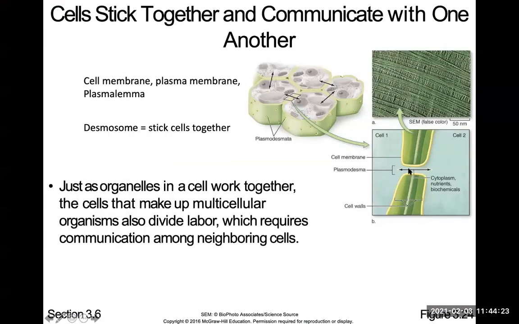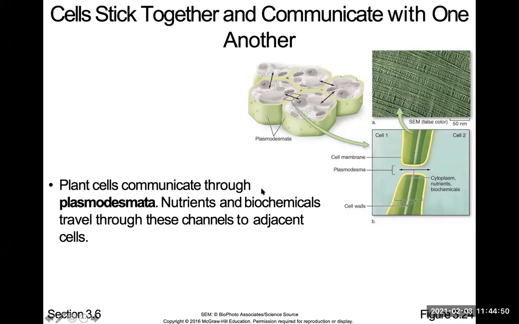And here, because there's some space, it's called plasmodesma. Cells are sticking together, but there's some space there. So just like organelles in a cell, these cells work together, they need to communicate, they divide the labor, and it's happening through this plasmodesma. So these cells are sticking together, but there's still some space that allows the water to move, and that's called plasmodesmata. So they communicate through plasmodesmata. Nutrients, water, biochemicals, they can travel through these channels to adjacent cells. So that's how the signals move from one cell to the next cell.